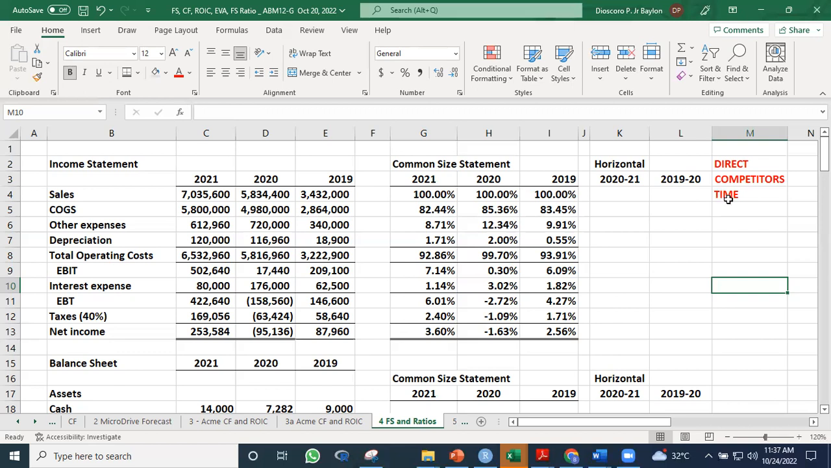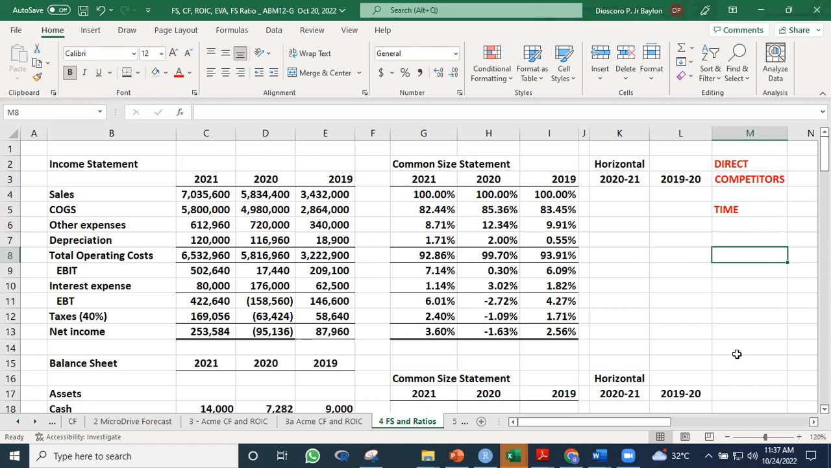Iba yung target market niyan. So you cannot compare yung performance ng Sofitel, for example, with Jollibee or with McDonald's, kasi they don't cater to the same target market. Indirect competitor sila. So when you compare this, mga common size statement, you compare it with the direct competitors.